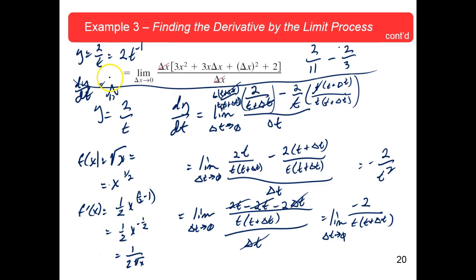Now take the derivative of it, dy dt, and that would be negative 1 times 2, which is negative 2. T to the, drop that by 1, negative 1 minus 1 is negative 2. So this would be negative 2 over t squared, which is exactly what we got.